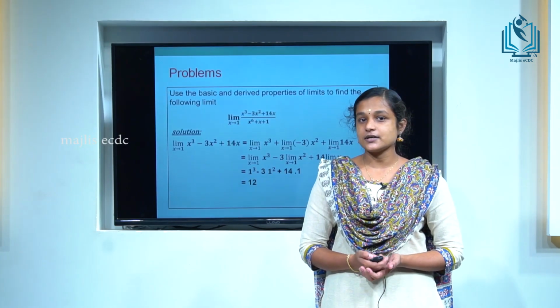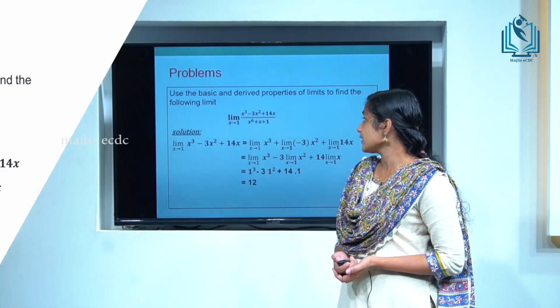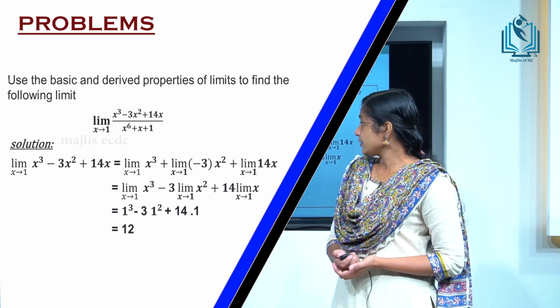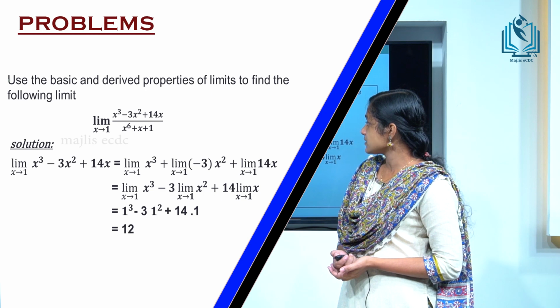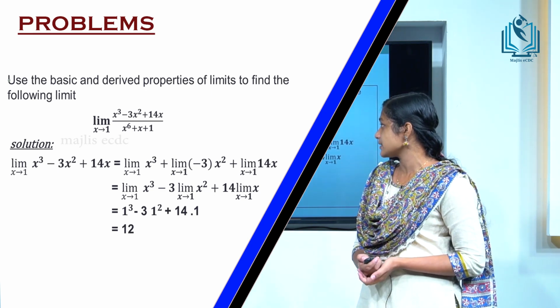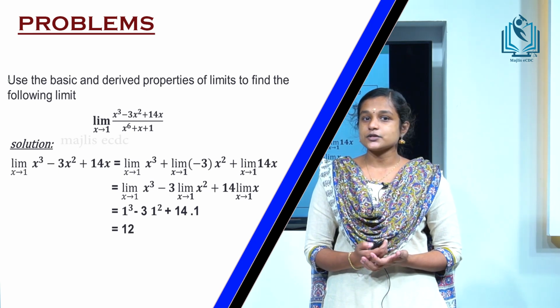Next we will discuss a problem. Use the basic and derived properties of limits to find the following limit. Limit as x tends to 1 of (x cube minus 3x square plus 14x) divided by (x raised to 6 plus x plus 1). Here we can use the quotient rule.